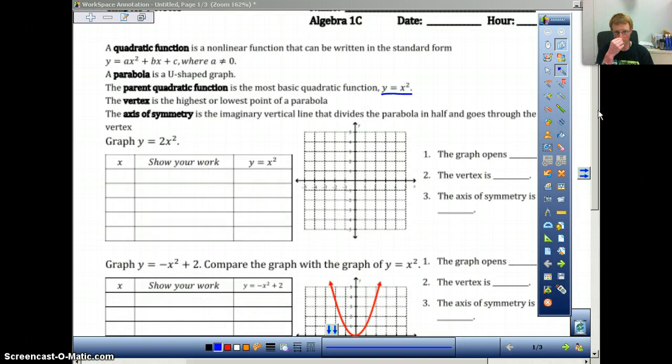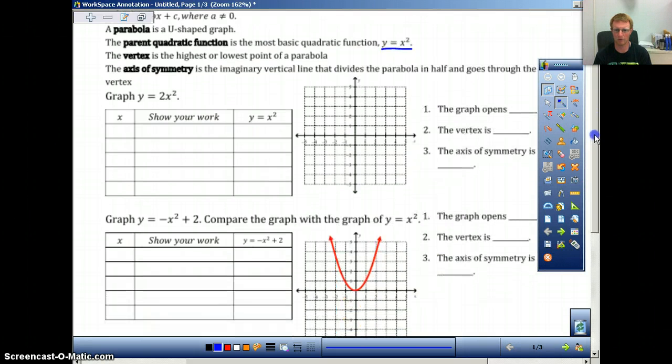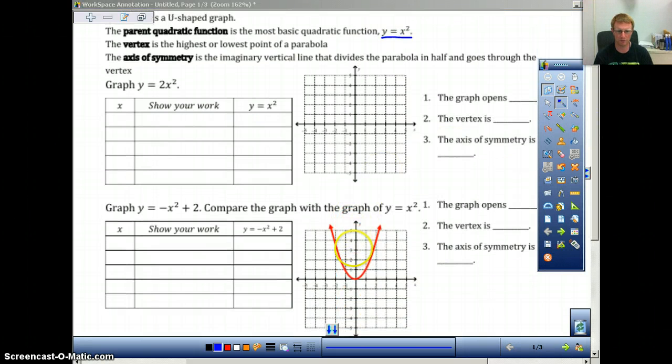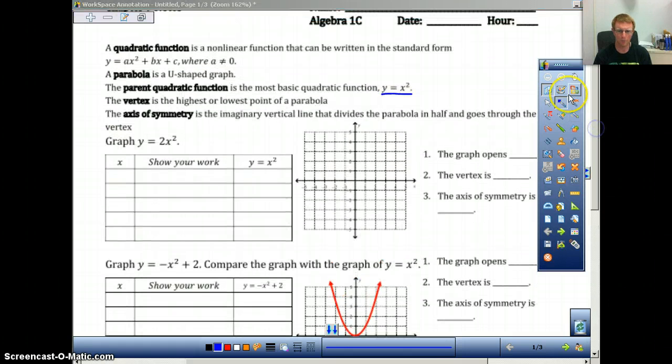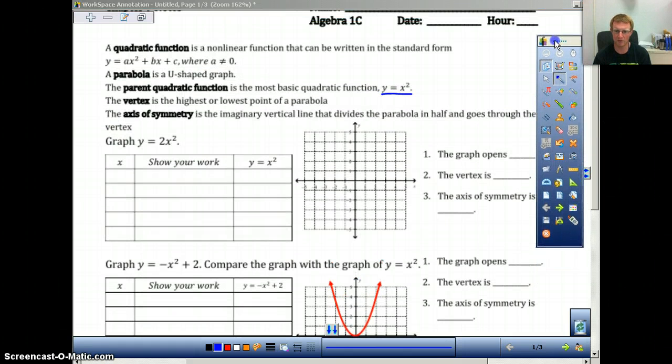The vertex of a parabola is the highest or lowest point. So if I have an upside down parabola, it would be the highest point. If I have a U-shaped graph, it would be the lowest point. And then the axis of symmetry is an imaginary vertical line that basically cuts our parabola in half. So if you see this right here, it basically would be a dotted line that goes right down the center, and it also goes through that vertex point that we were talking about. So we're just going to go through the real basics of graphing here.